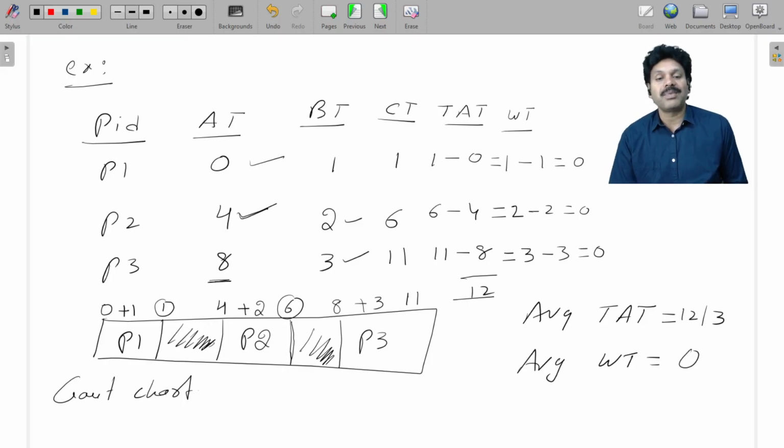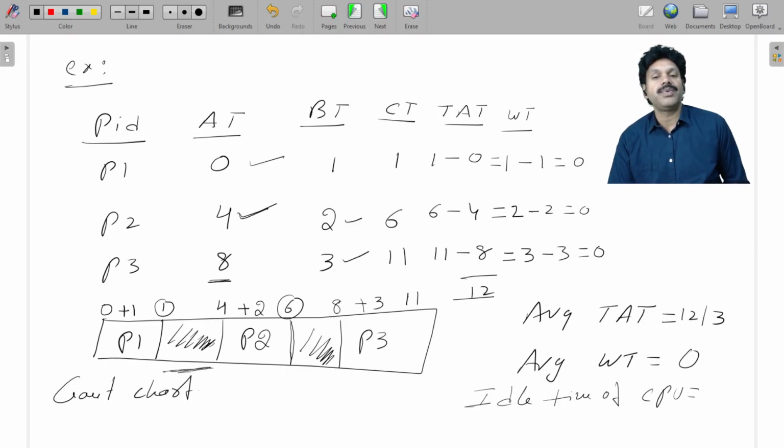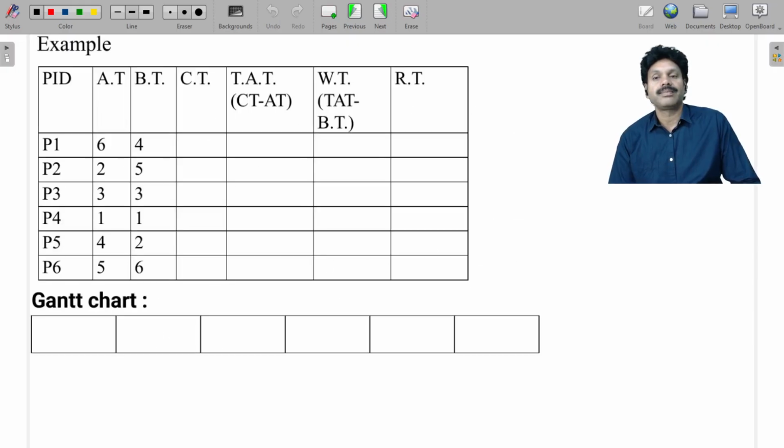So what is the idle time of the CPU? This is very, very important. Idle time of the CPU is nothing but here. It is spending how many units? 3 units here. It is spending how many units? 2 units here. So 3 plus 2, your idle time, 5 units is idle time. So this is a different scenario. So let us do it carefully. So please observe.